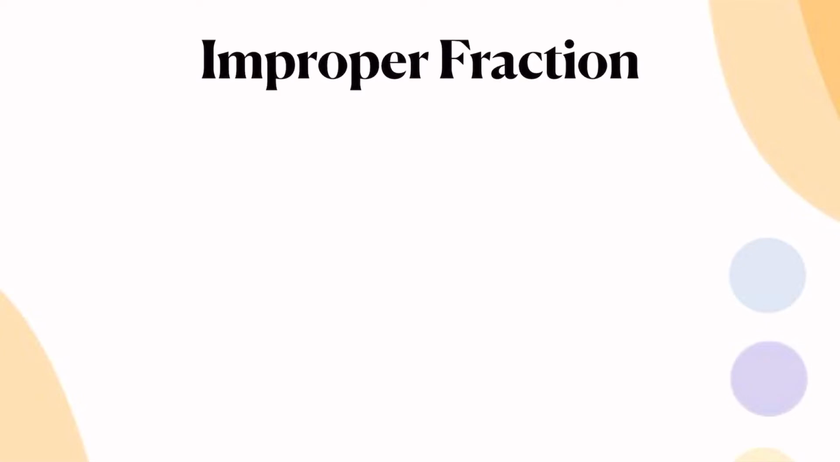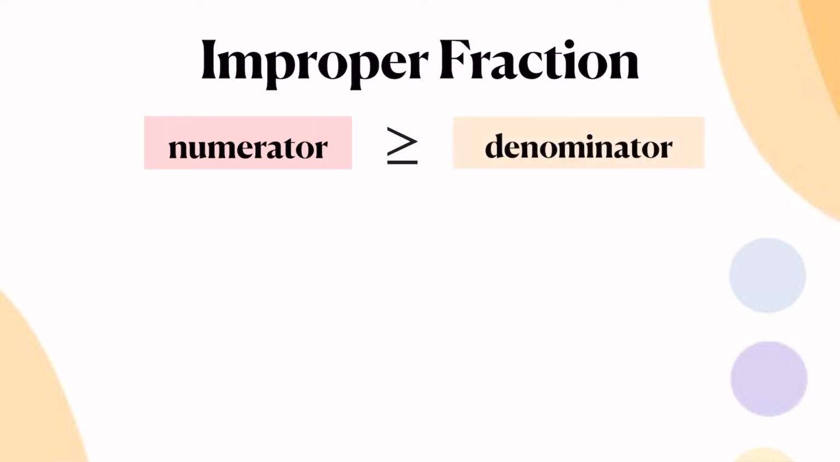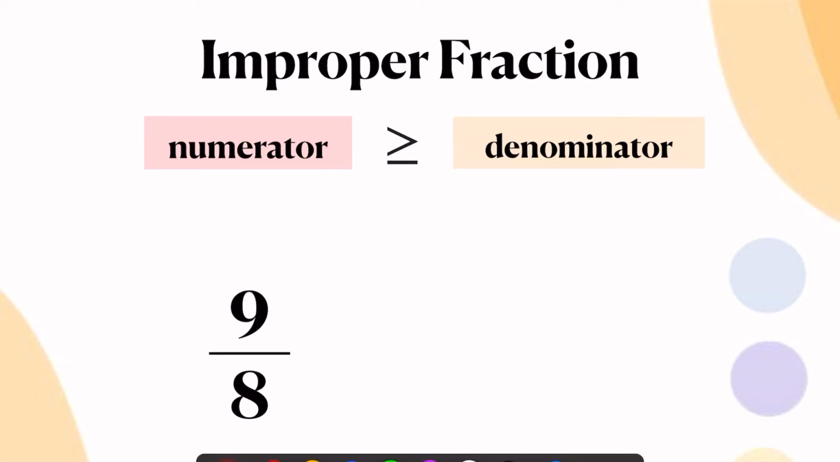What about improper fraction? It's just opposite. Okay, so for an improper fraction, the numerator is more than or equal to the denominator. For example, 9 over 8. Can you see? Numerator is 9. Denominator is 8. So 9 is greater than 8. That's why it is an improper fraction.